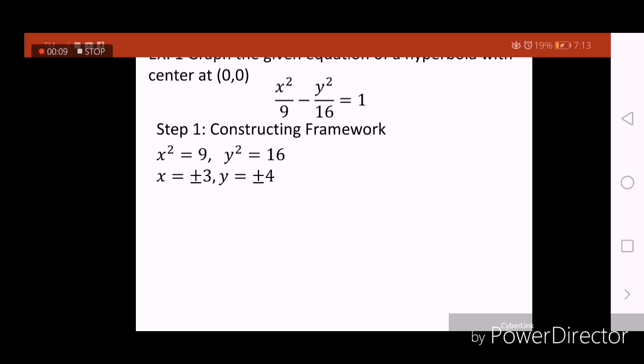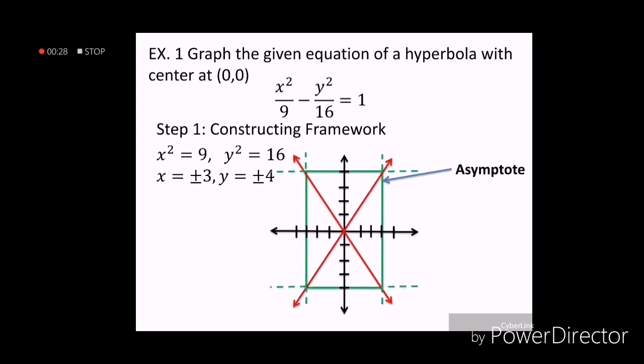Sa y squared naman, since y squared equals 16, just take the square root of both sides. So we have y equals plus or minus 4. And ito naman yung ating number of units na away from the point of origin moving up along the y axis. So ganito natin i-graph yung ating mga framework.